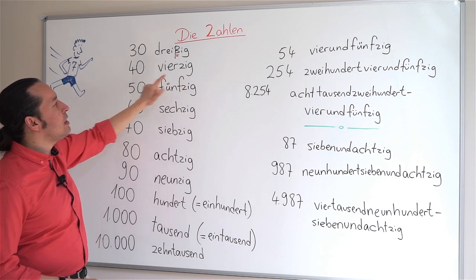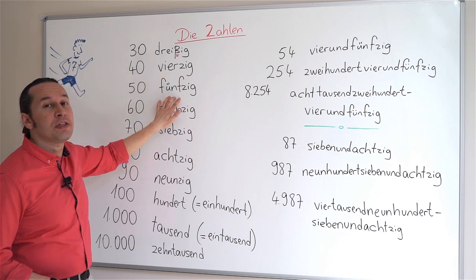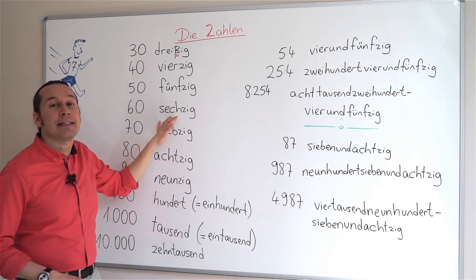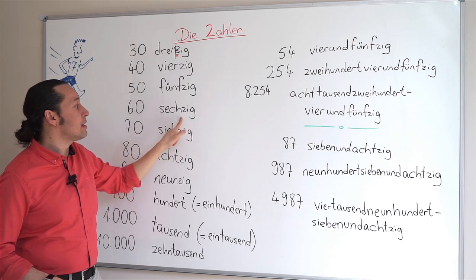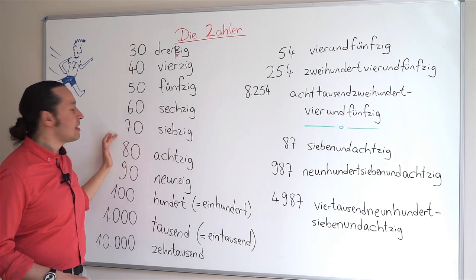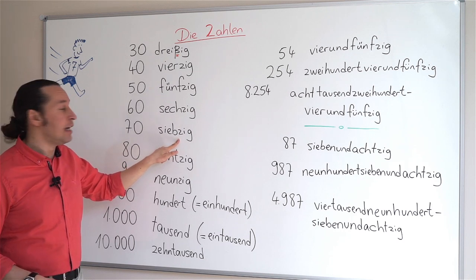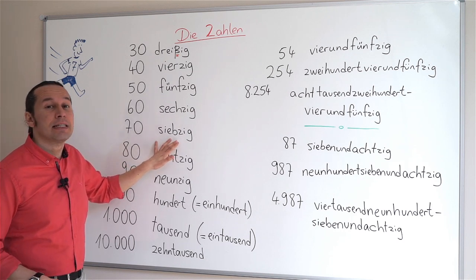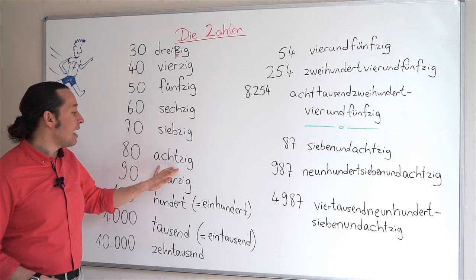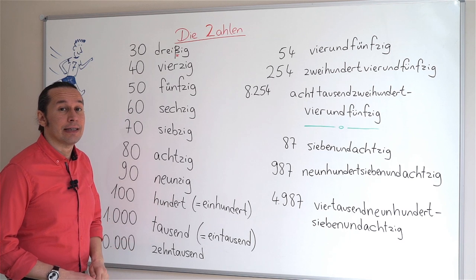When I say 40, I'll say 40. For 50, 50. If I mention 60, the S will drop and instead it becomes 60. If I say 70, there's no AN anymore, but instead 70. If I say 80, I'll say 80. If I say 90, it will be 90.